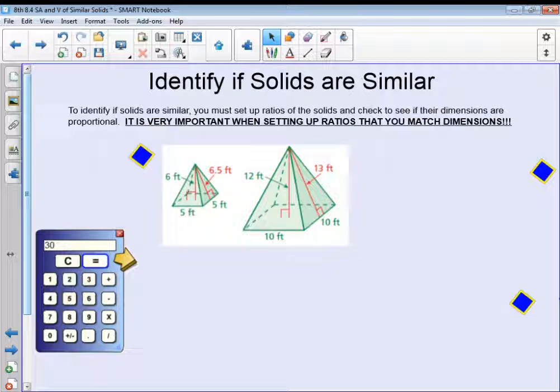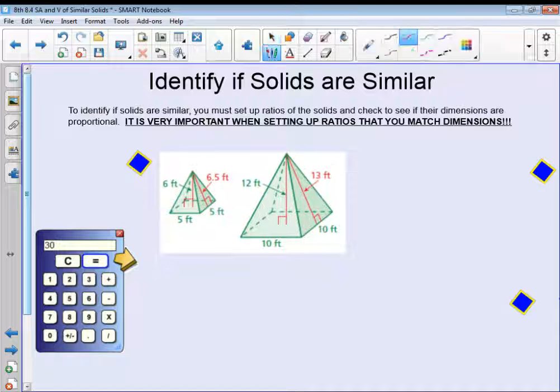So I'll start out with, let's do our height. Let's pull our height, which is this piece right here, of 6. So that is this 12. Notice it's the same piece. And then I'm going to do height over, we'll do base.